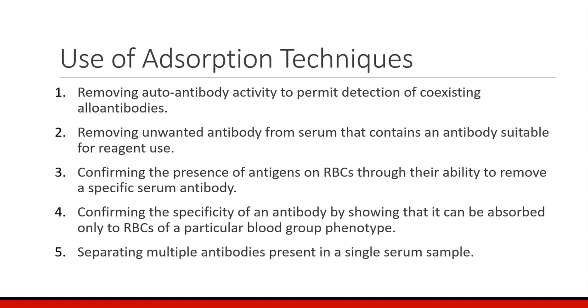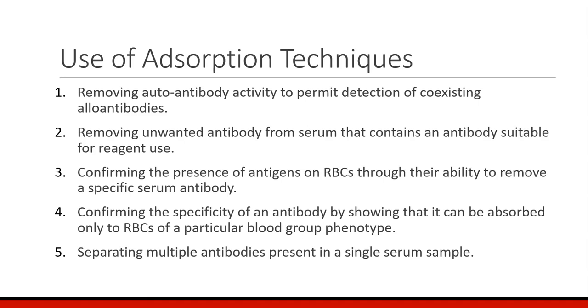4, confirming the specificity of an antibody by showing that it can be absorbed only to red cells of a particular blood group phenotype. So for the example, anti-CE, which is F, we can do an adsorption test to confirm by adsorbing that on to the F positive cells that this is truly an F.